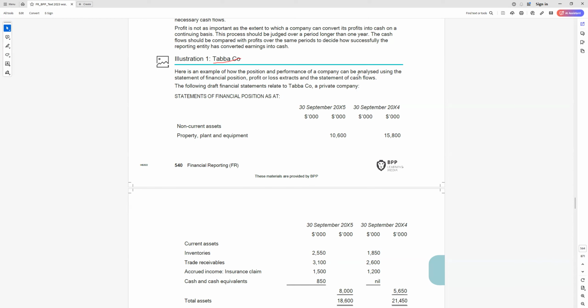Statement of financial position. So we are looking at the balance sheet now. So we have PPE, property, plant, equipment. We can see last year we have 15,800 and this year 10,600. So it's going down. When the PPE is going down, immediately we understand we sold some PPE.